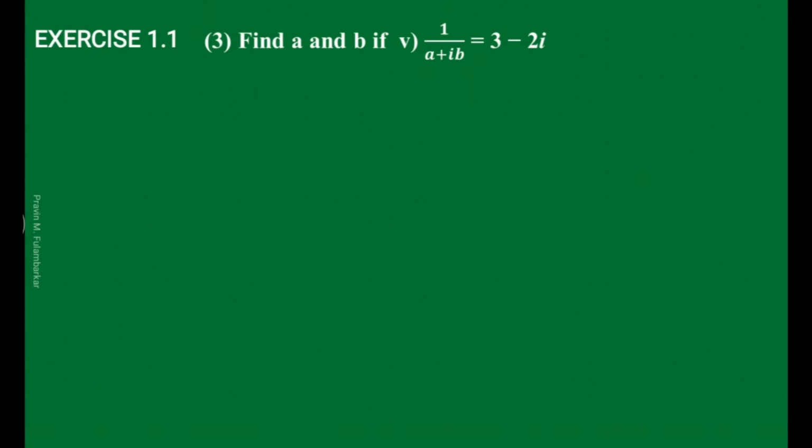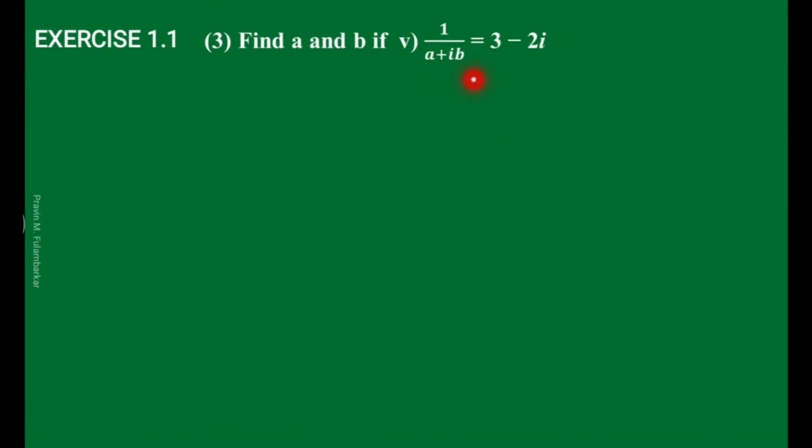Now see the next question. 1 upon a plus ib equals 3 minus 2i. So this is a fraction on the left hand side. So we transfer this a plus ib to the right hand side. Solving a problem in product form is more convenient than solving it in division form.